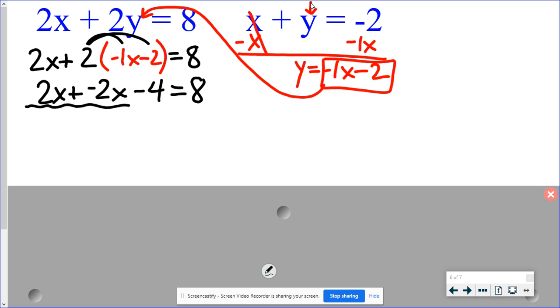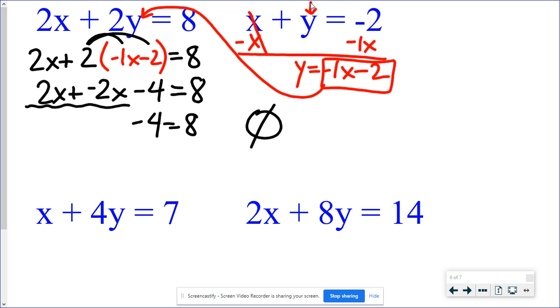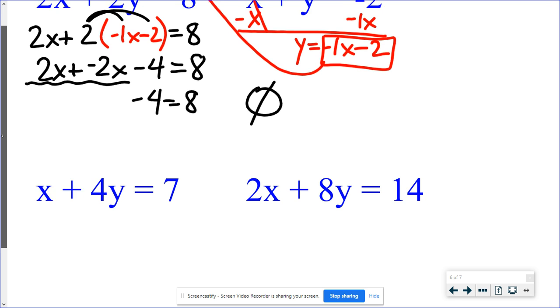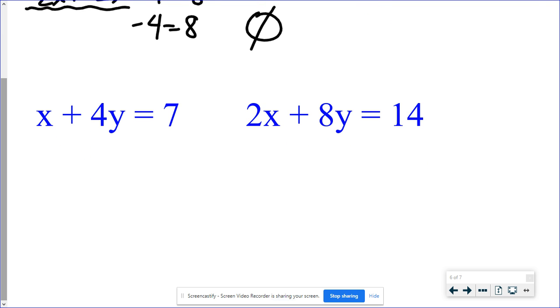Okay, now here's an issue. Those are going to cancel out. I get negative 4 equals 8, and then I would say, wait a minute. Negative 4 does not equal 8. That is a no solution. If you get down to where all the variables go away and you have a statement that is not true, that's a no solution. I'm hoping that you're guessing right now what's going to happen on this problem.